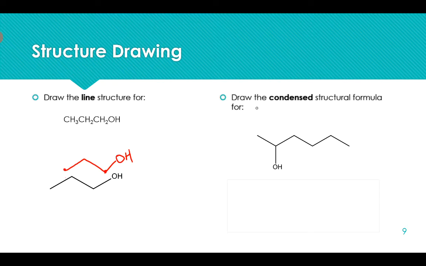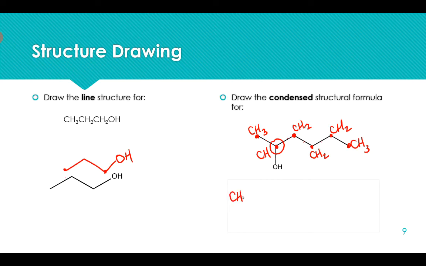Now we have to draw the condensed structural formula for this one. There are 1, 2, 3, 4, 5, 6 carbons. The ones on the end are going to need 3 hydrogens each in order to have 4 bonds total. These ones in the middle are going to have 2 hydrogens each because there's 2 single bonds coming out of each one already. And then this one here, we have to remember that there's 1, 2, 3 bonds, and so that one's only a CH, and then it has an OH as its 4th group. It has 3 other carbons on it.